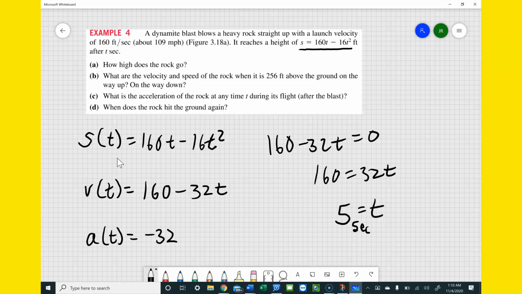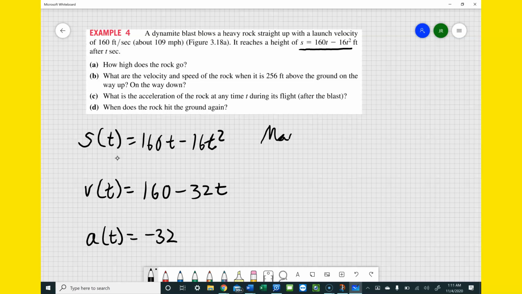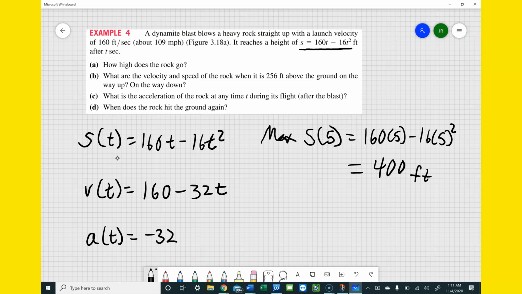All right, that actually doesn't answer the question for part A. Part A asks, how high does the rock go? But what we just figured out was how long it would be before the rock reached that maximum height. So we found the time when the rock gets to its highest point. Now, how can we figure out how high that highest point is? Well, we take that time and plug it into the position function, and that will tell us the position of the rock at that moment. So the max would be S of 5, which is 160 times 5 minus 16 times 5 squared. If you type that in your calculator, that's 400. 400 what? 400 feet, because that's what our units are here. So we've answered part A.